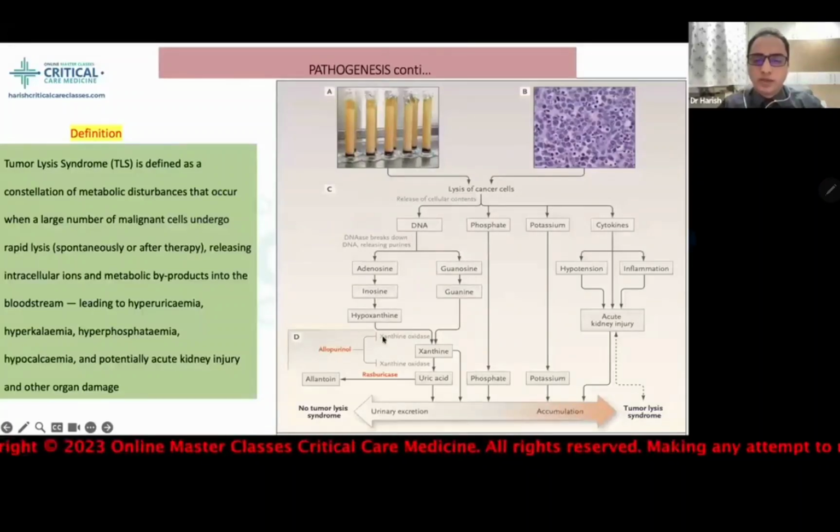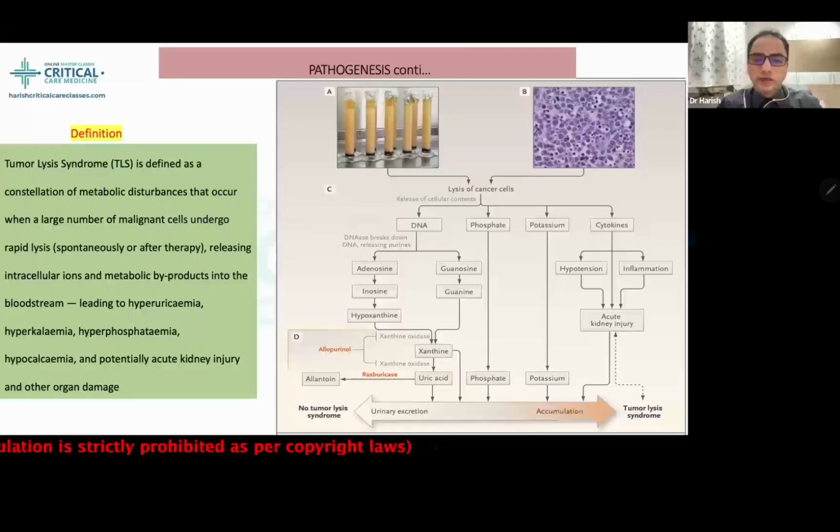So there is an enzyme, xanthine oxidase, that converts hypoxanthine to xanthine. Then again the same enzyme converts xanthine into uric acid. Uric acid is a non-soluble material, so it should get converted into a soluble material, that is allantoin, which gets excreted easily in the urine.